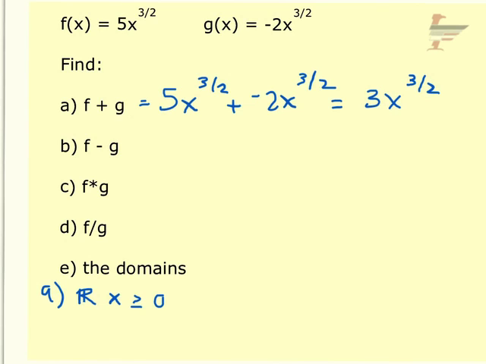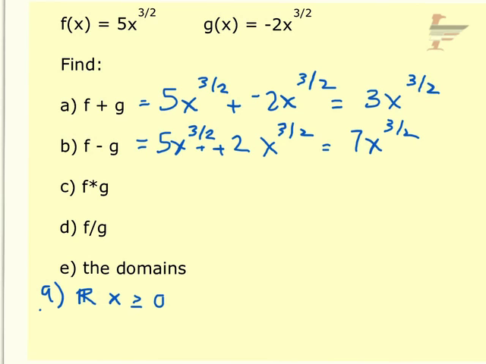Then B says to subtract them, so it's the same work, of course, except you're subtracting a negative 2. Let me write that out. So that's really plus a positive, so that's going to be 7x to the 3 halves, and its domain is going to be the same, so I won't rewrite that, because I have the square root again, so same explanation.